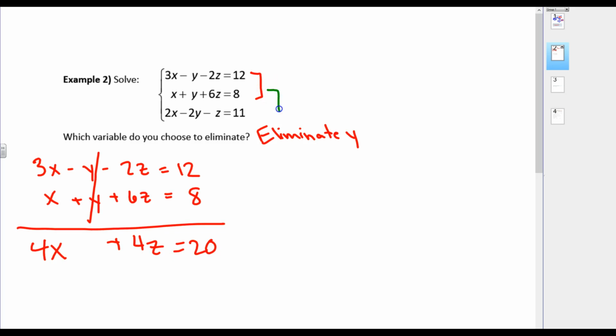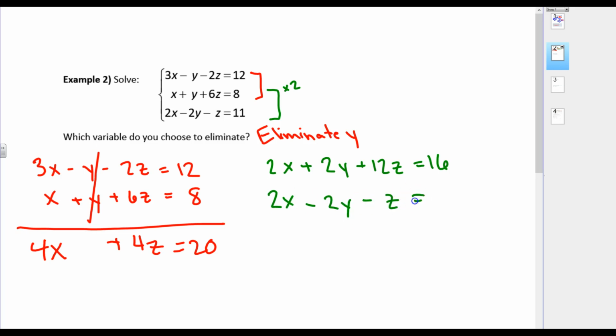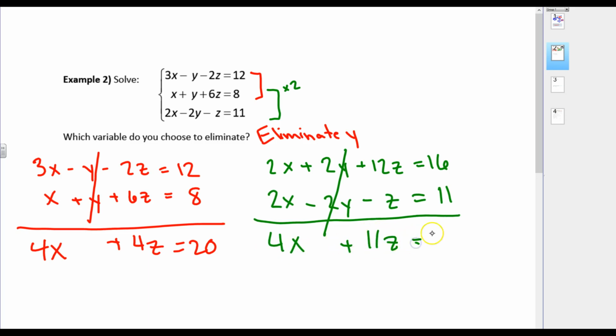Now I'm going to look at these two equations where I'm going to multiply the top one times 2. So that will become 2x plus 2y plus 12z equals 16, and I'm going to combine it with 2x minus 2y minus z equals 11. And when I add straight down, again, my y's cancel, and I'm left with 4x plus 11z equals 27.